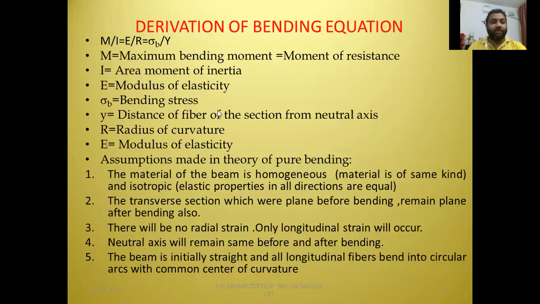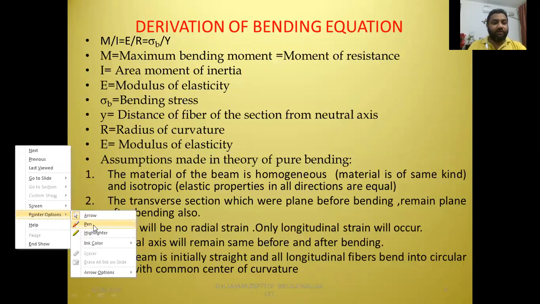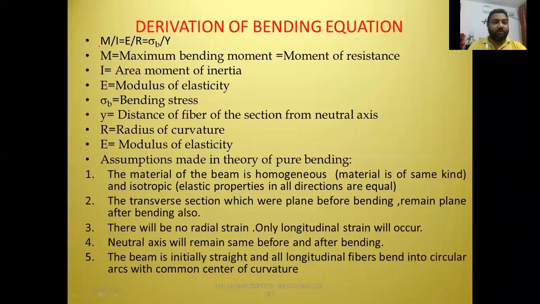So what is that equation? The equation is M upon I is equal to sigma b upon y is equal to E upon R. This is called the bending equation or flexural equation. Now, what do these terms actually mean?